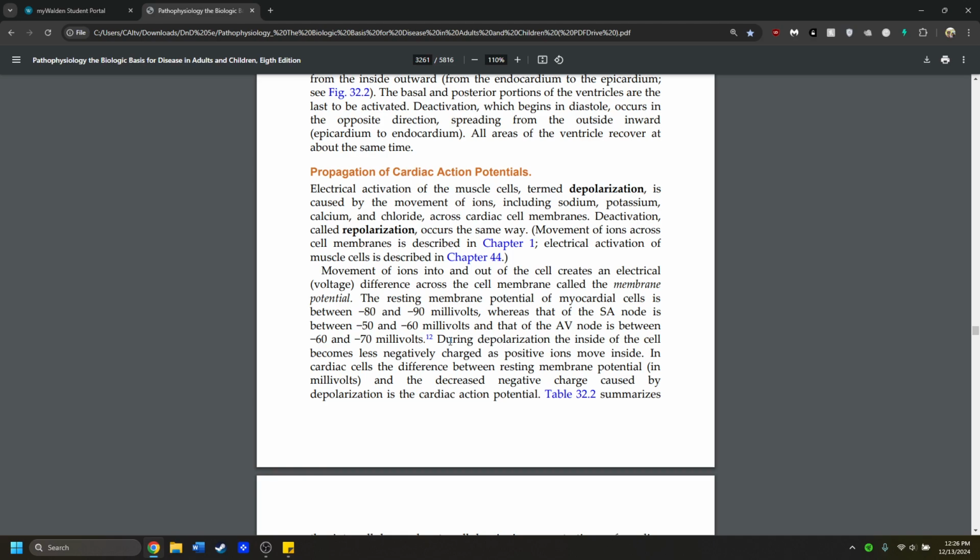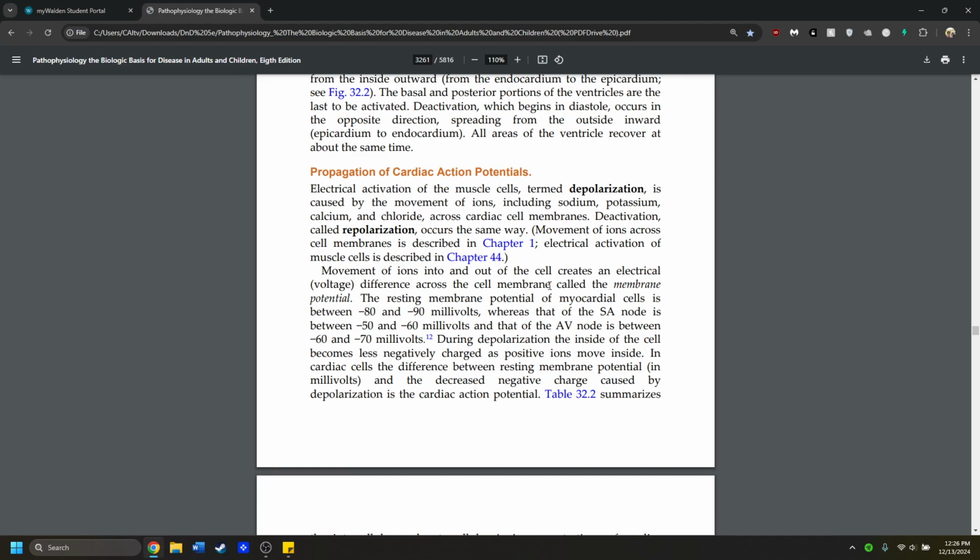The difference across the cell membrane, called the membrane potential, the resting membrane potential, in myocardial cells is between 80 to 90 millivolts, whereas that of the SA node is between 50 to 60 millivolts, and that of the AV node is between 60 and 70 millivolts. During depolarization, the inside of the cell becomes less negatively charged as positive ions move inside.